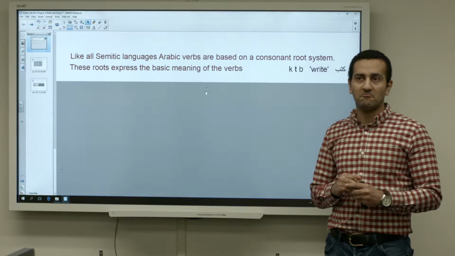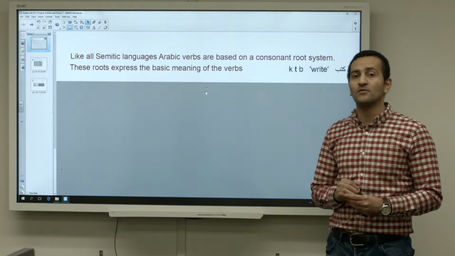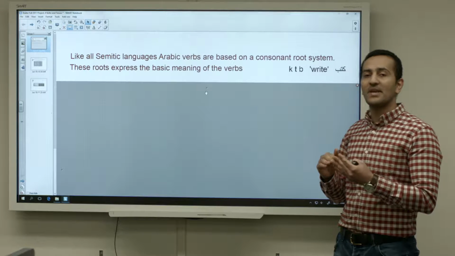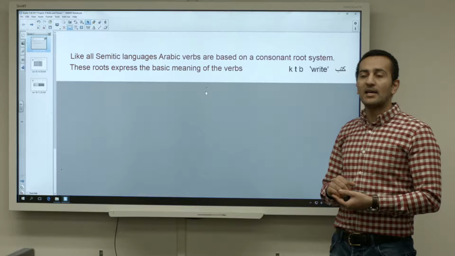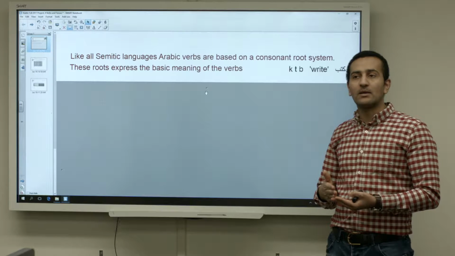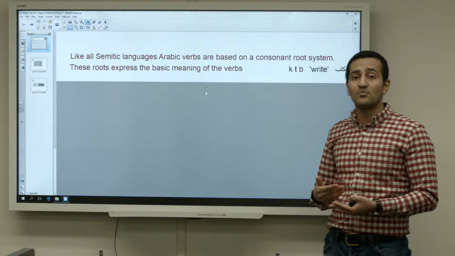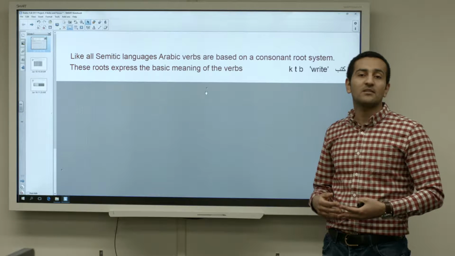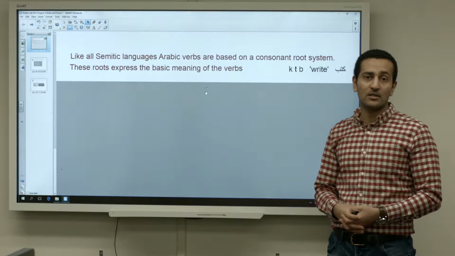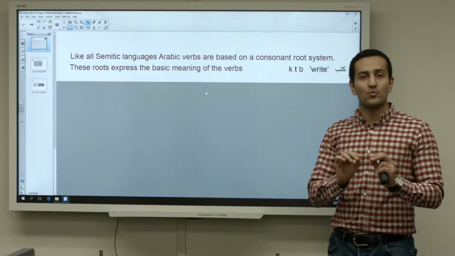99% of the time, three consonant root letters, and they are the basic meaning of the verb. And in order to create other words, we add infixes, prefixes, suffixes. We add other letters to it. We add other sounds to create a different word using the same root.